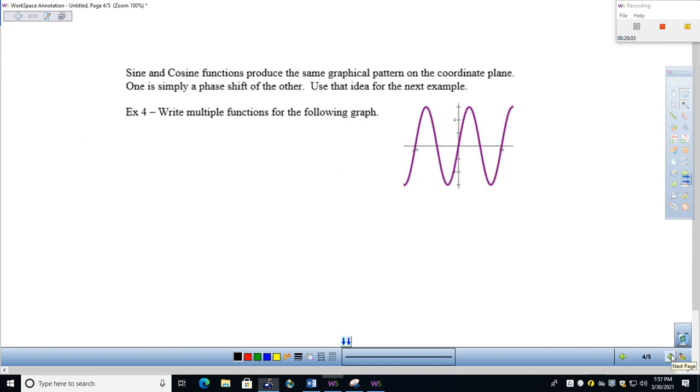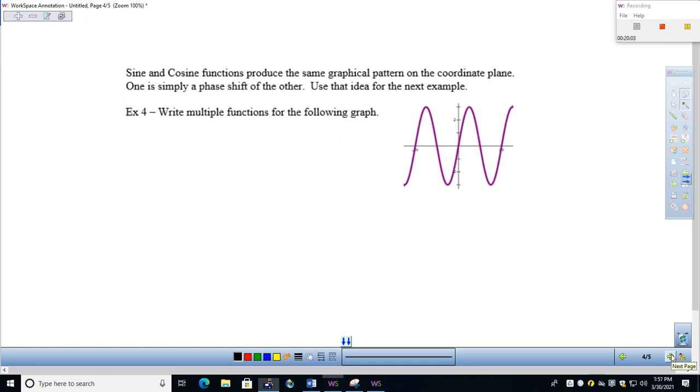All right, let's move on. So, I like this one a lot. It's time to start thinking a little bit more outside the box with these. So sine and cosine functions produce the same graphical pattern on the coordinate plane. One is simply a phase shift of the other. Use that idea for the next example.